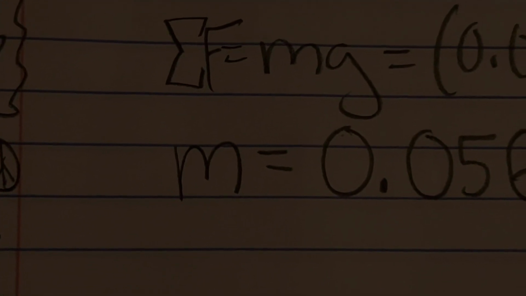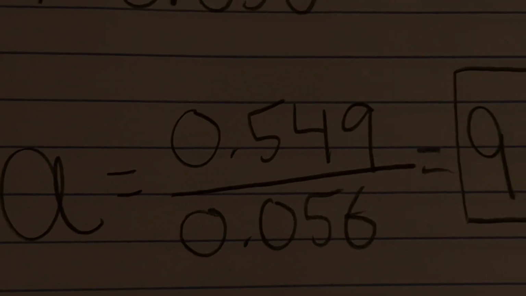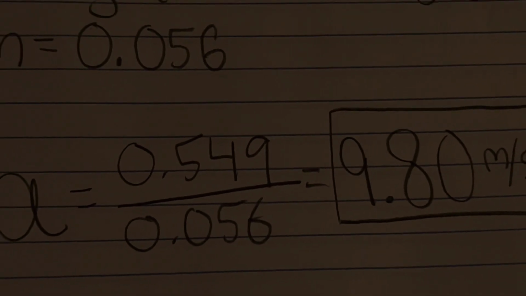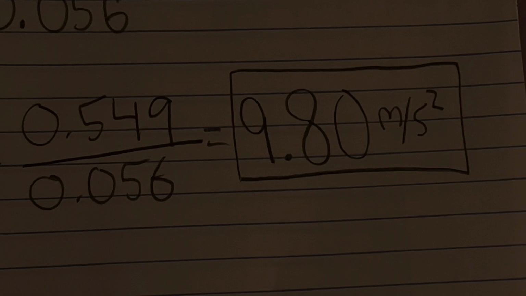So for that, we got 0.549 newtons by multiplying the mass times gravity. And we already know the mass to be 0.056, so then we just plugged those two numbers into the equation, and we got 9.8 meters per second squared to be the acceleration of the tennis ball.